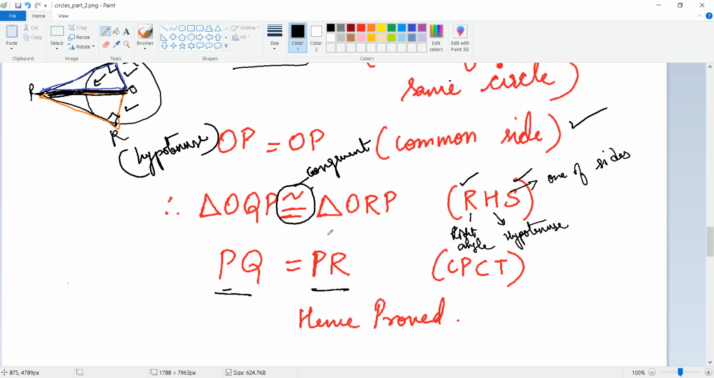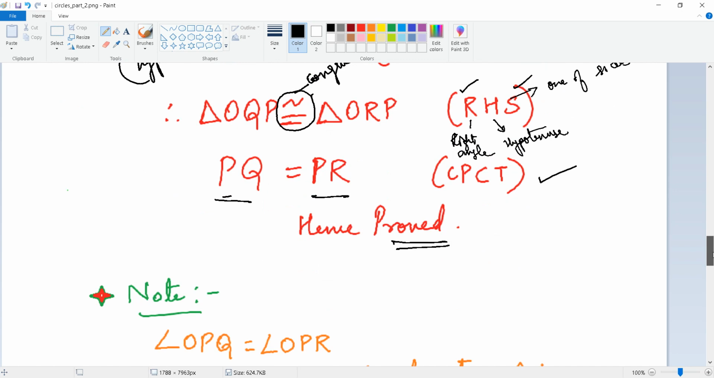We don't use the word equal when it comes to geometry, when it comes to figures. We use the word congruent. So PQ is equal to PR. This is by CPCT. So not only PQ, even all the corresponding angles, everything is going to be the same as each other. So hence proved. That is what they have asked us to prove. So we have proved it.